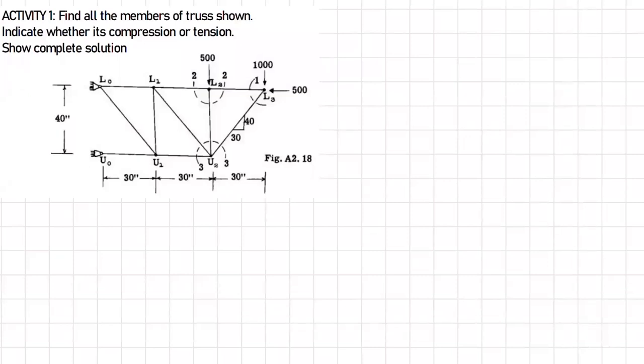Okay, so this is the recorded video for the solution to your Activity 1. Find all the members of the truss, indicate whether it's compression or tension, and show the complete solution. This is an activity regarding statically determinate trusses and the method of joints.